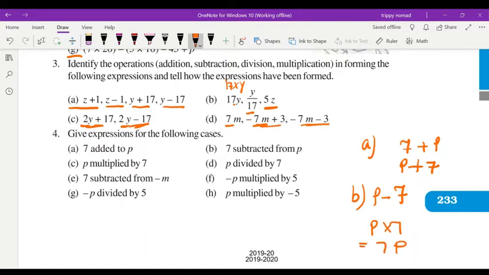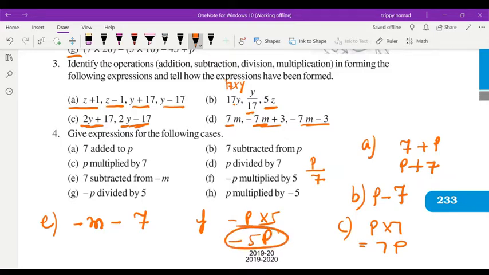Then p divided by 7. This was C. p divided by 7, p upon 7. Then 7 subtracted from m: m minus 7. Then p multiplied by minus 5, minus p into 5. So how will you write the answer? Minus 5p. This will be your answer. Then minus p upon 5, then minus 5p. This will be the answer. So I have explained up to the fourth sum.